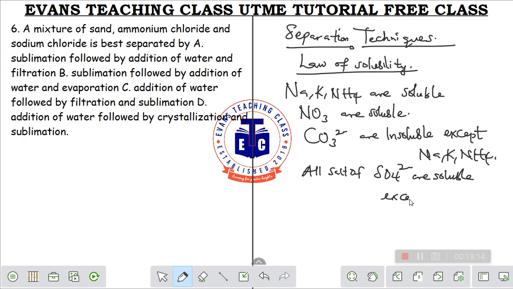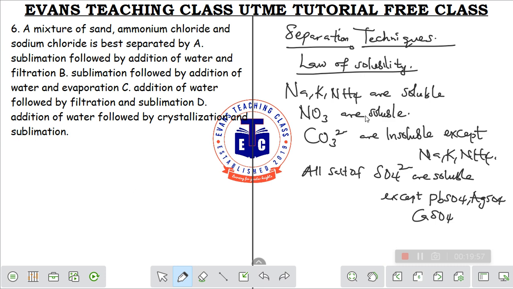except PbSO4, Ag2SO4, and CaSO4. Although CaSO4 is soluble in hot water, so it's slightly soluble, something like that. So that's just it. Now, what are we going to do in this aspect? Let me tell you something about this.